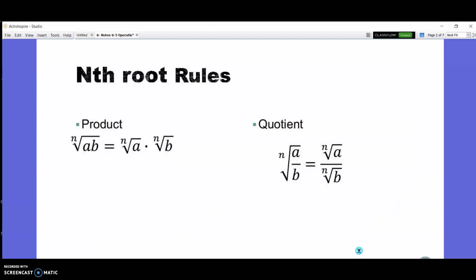So here are the nth root rules for the product. If you have a radical with two things being multiplied, you can actually separate them into two different radicals if you need to at any point. And for the quotient, if you have a fraction that is under a radical, you can separate it so the numerator and the denominator both have the same radical. So just remember those two.